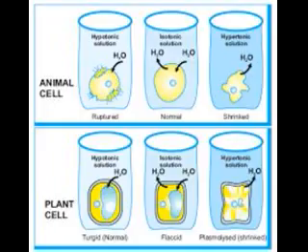Similarly, if a plant cell is placed in a hypotonic solution, it does not burst. A plant cell is surrounded by a tough cell wall, hence the cell becomes turgid when water enters it, but it does not burst.